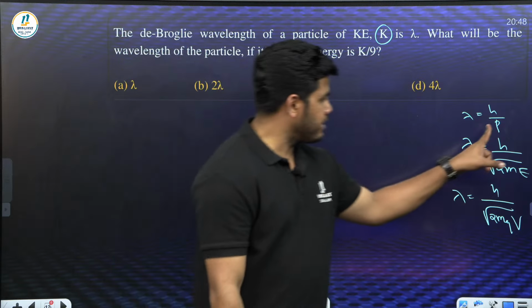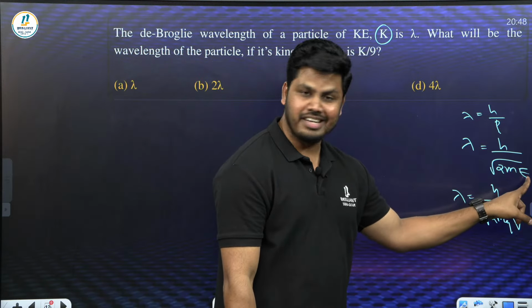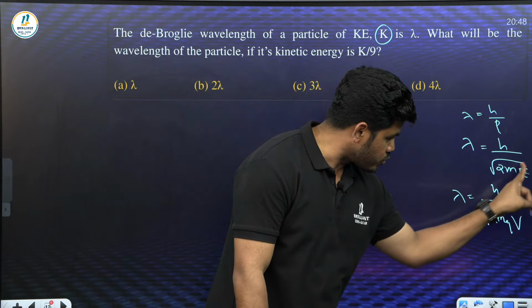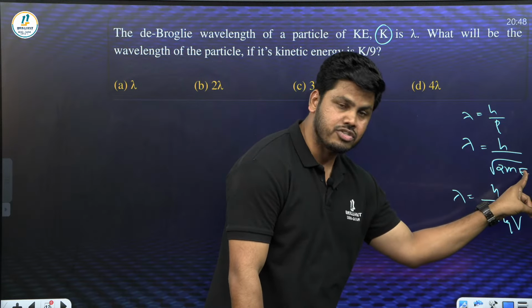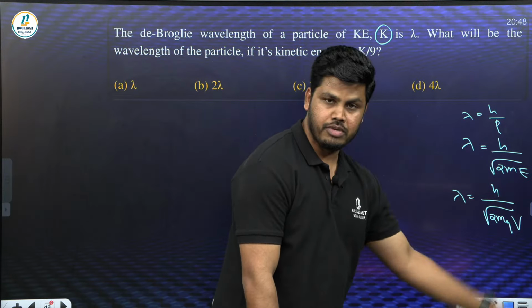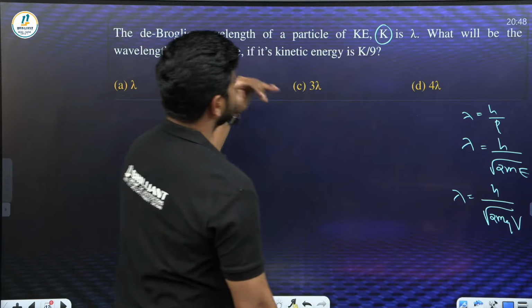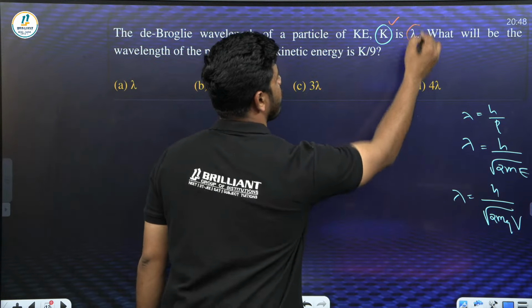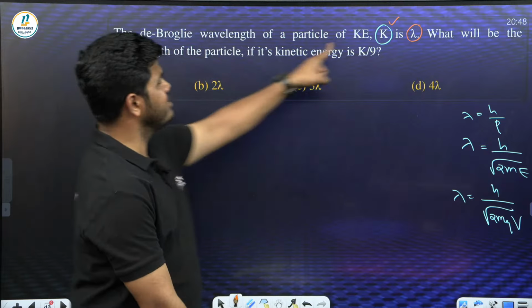The only difference is that p is replaced by kinetic energy. Momentum and kinetic energy are related like this. Inside that root term, there is a kinetic energy, and kinetic energy is replaced by qV. We know these equations. And in the given question, what is the kinetic energy given? Kinetic energy was K.